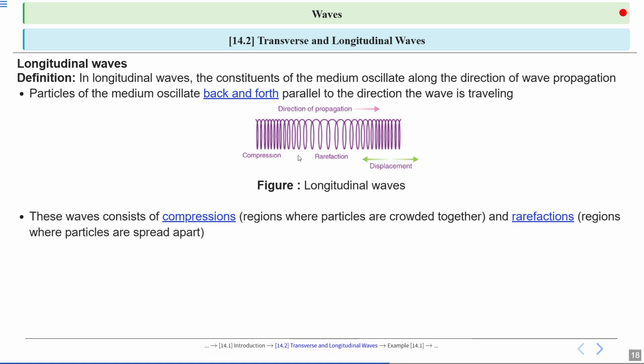So compressions are areas where the particles are crowded close together, while rarefactions are where they are spread apart. As the wave moves, we can say these regions travel through the medium, carrying energy from one place to another. This pattern of compressions and rarefactions is what allows sound to travel through air. The figure shows the compressions, rarefactions and direction of propagation. Clear?